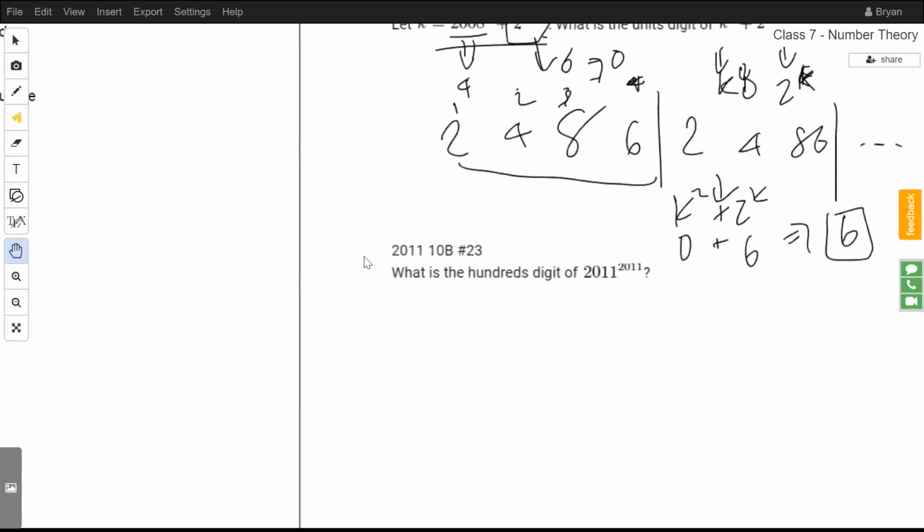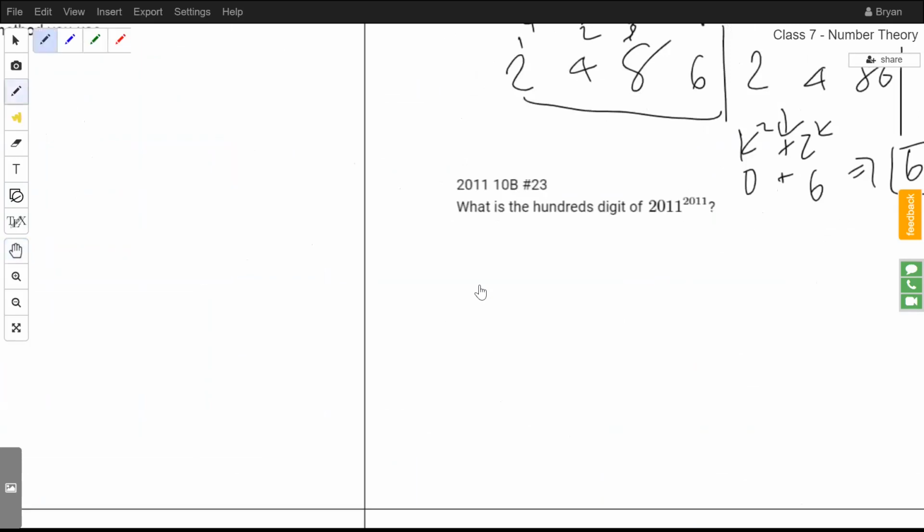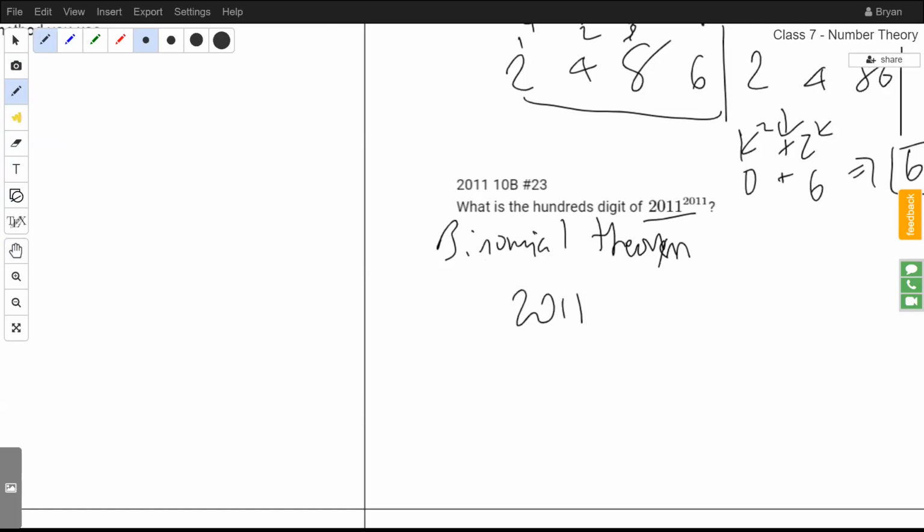Anyway, back to where we were. This problem, you need the binomial theorem for this problem. So if you don't know it, that sort of sucks. This is one of the problems I probably should not have put on here, but I'm doing it anyway. So basically, the idea behind this problem is you want to find the 100th digit of this, which means that you want to find 2011 to the 2011 mod 1000.